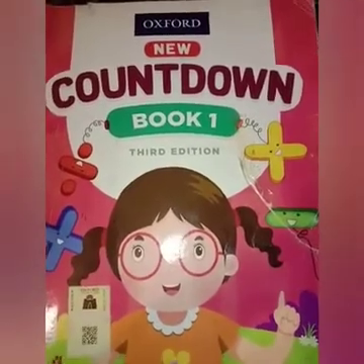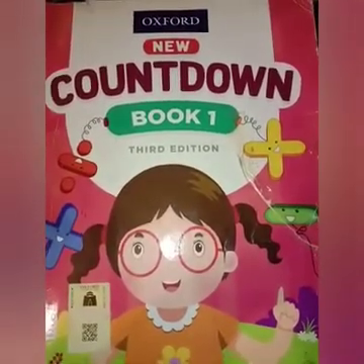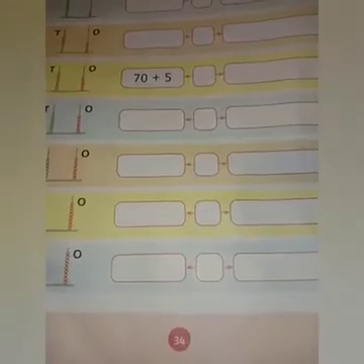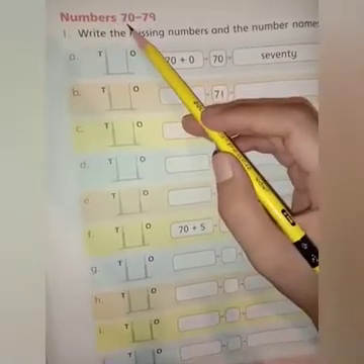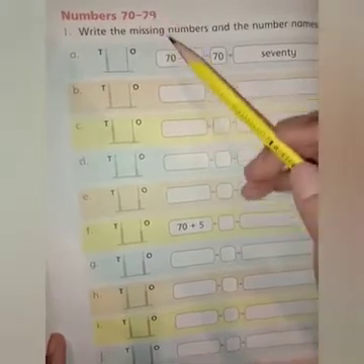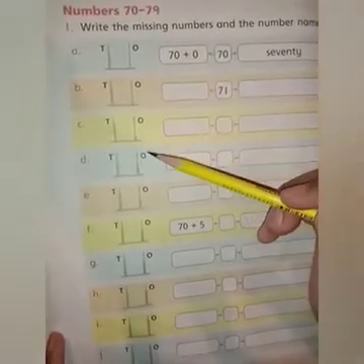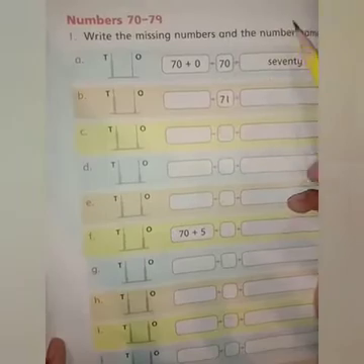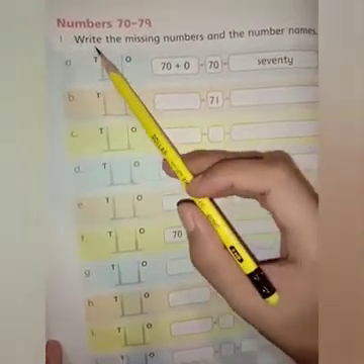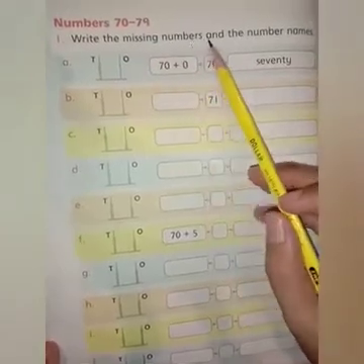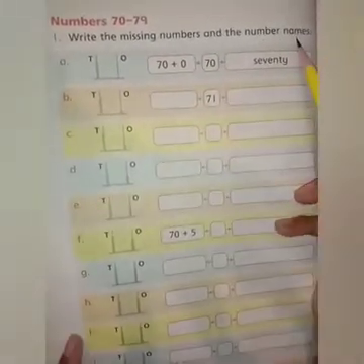Today we are going to do our next page, number 34. At page 34, numbers 70 to 79. Students, at this page we will learn about numbers from 70 to 79. Here we have question number 1, and the question is, write the missing numbers and the number names.